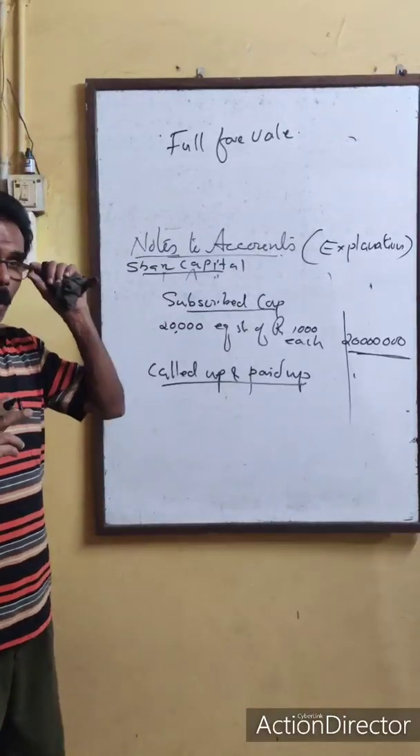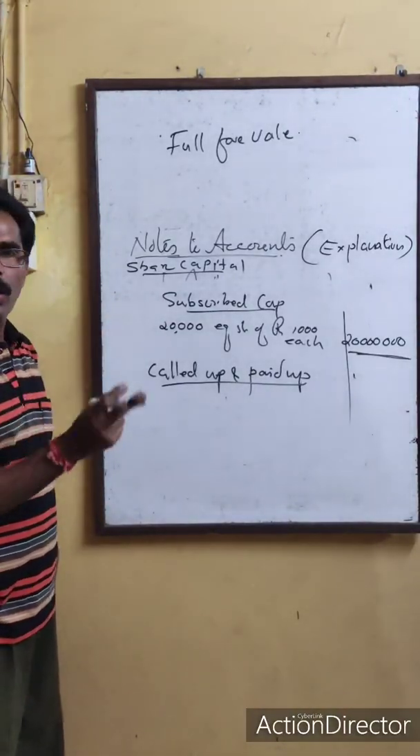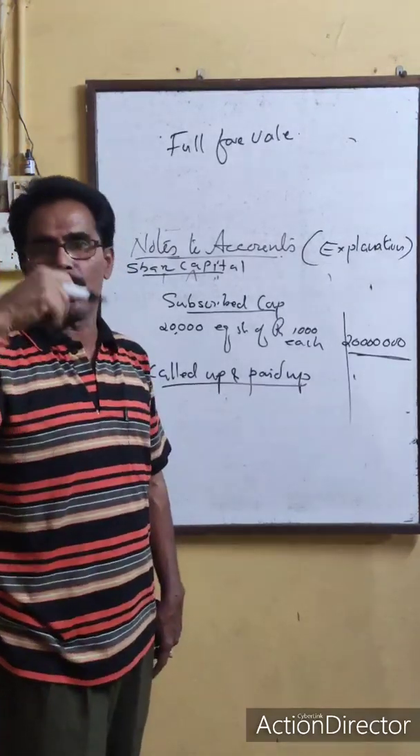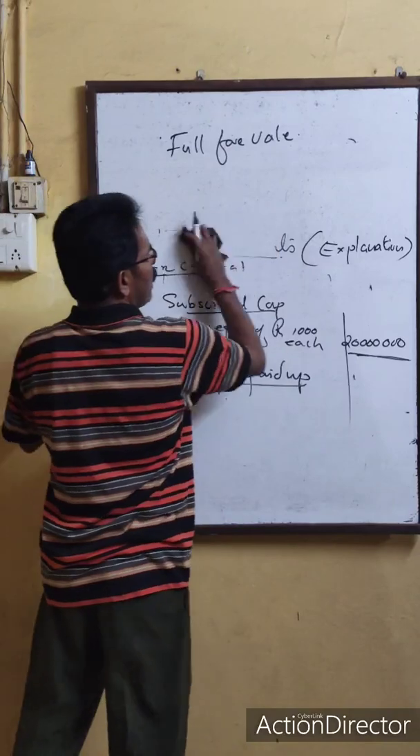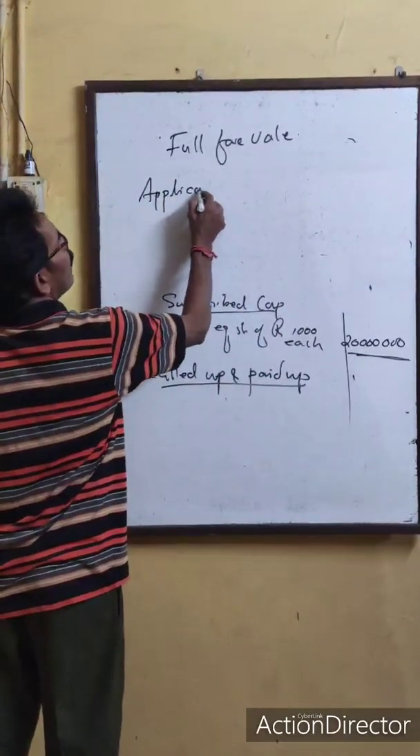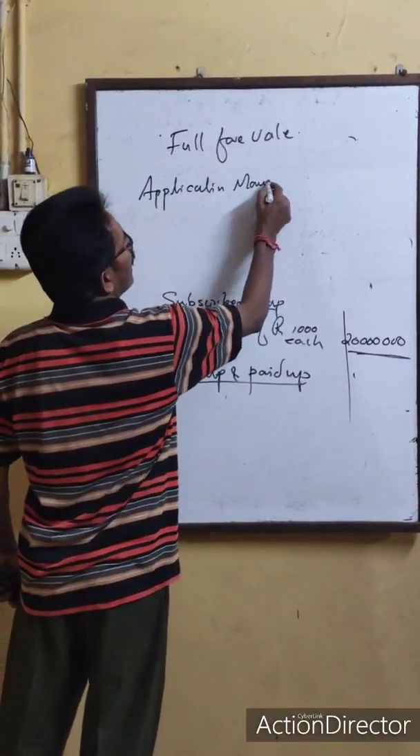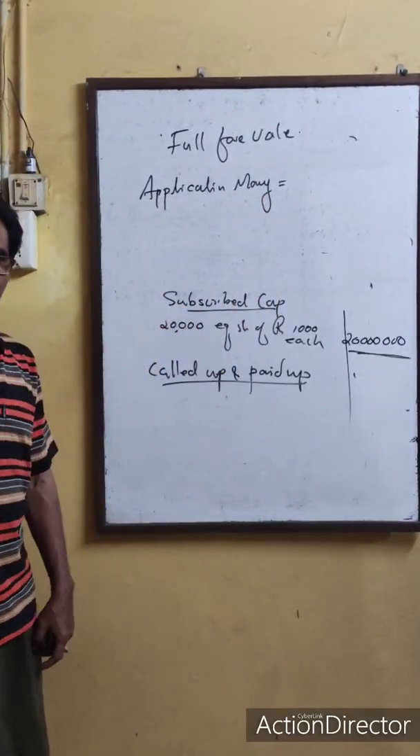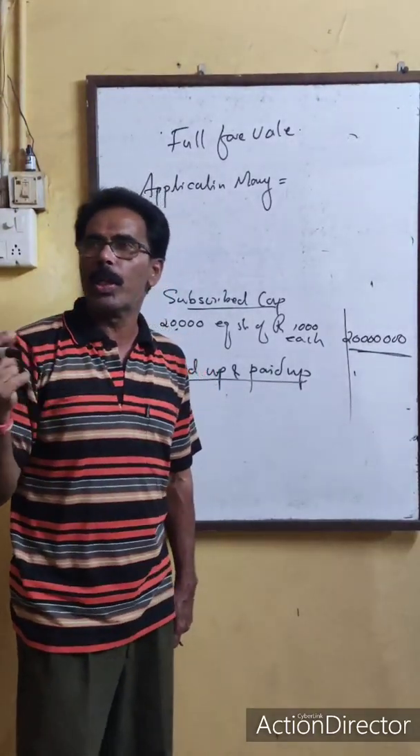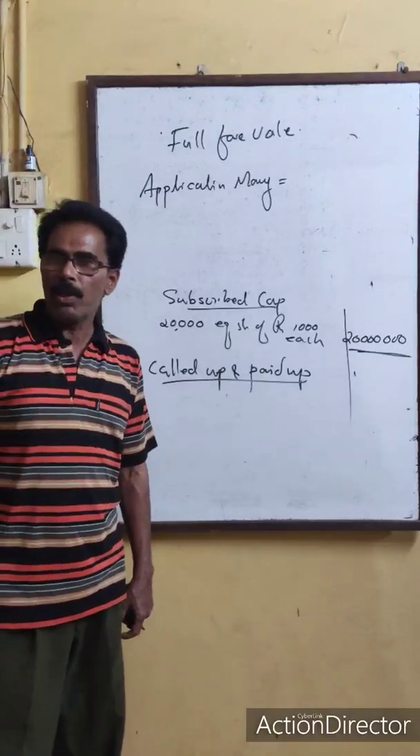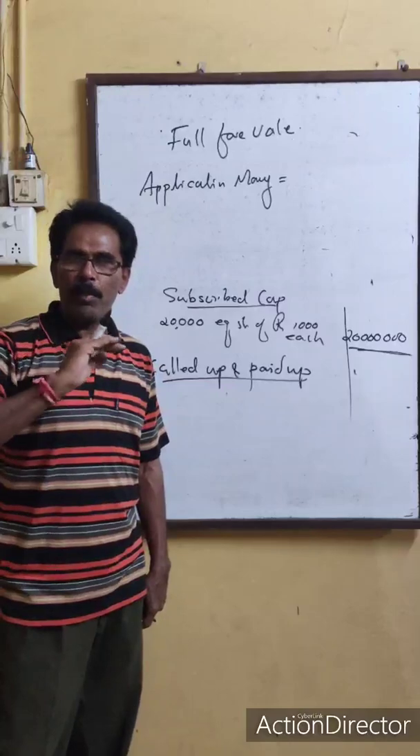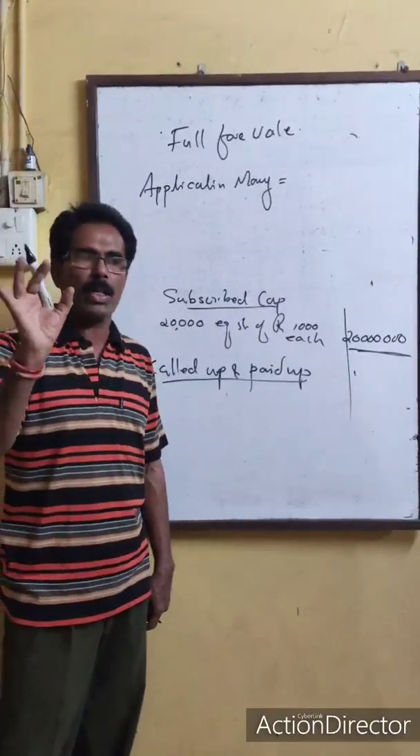But sometimes the company will not collect this 1,000 all of a sudden. It will be collected in installments. What is that? That is in the form of application money. At the time of applying, when the public is applying for the share, according to the advertisement, the people will come to know about it and they will purchase it. I am giving you the explanation in a simple way so that you will understand.